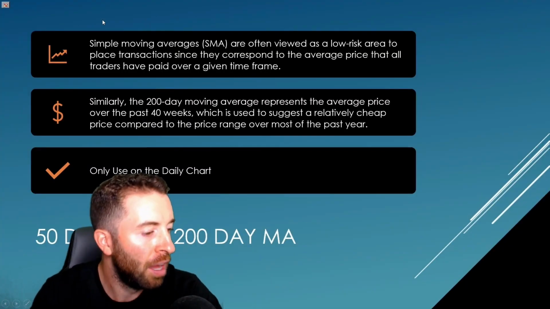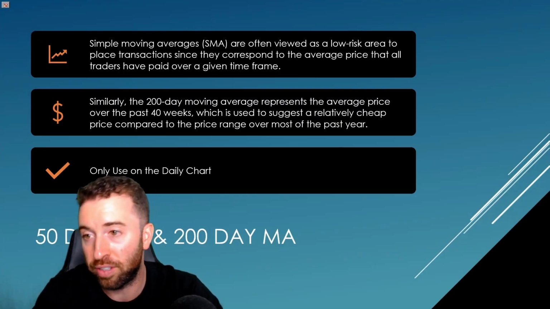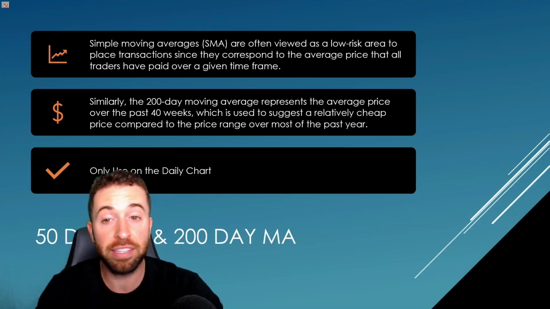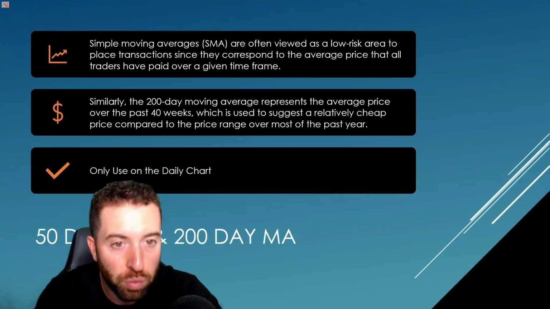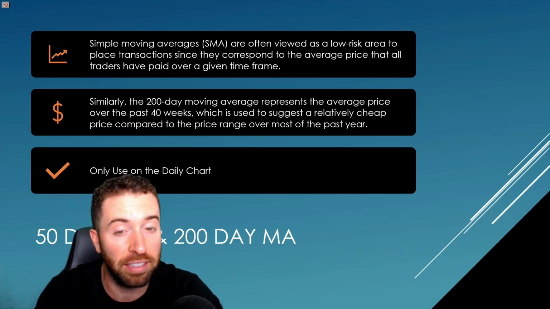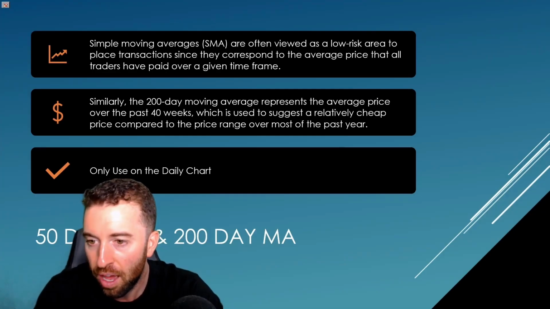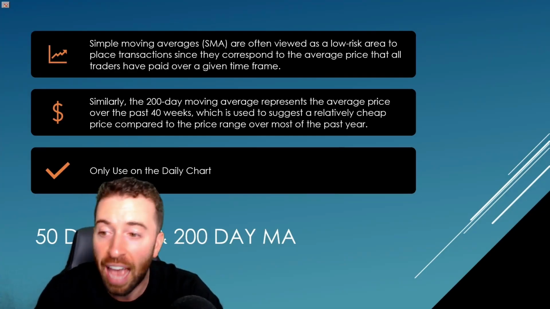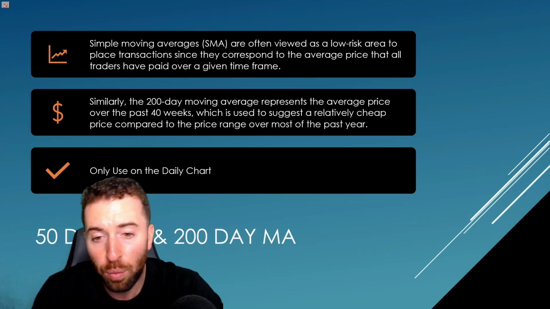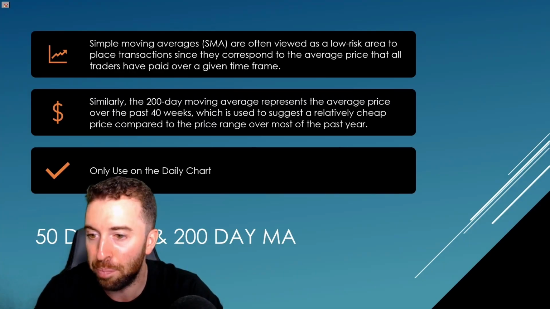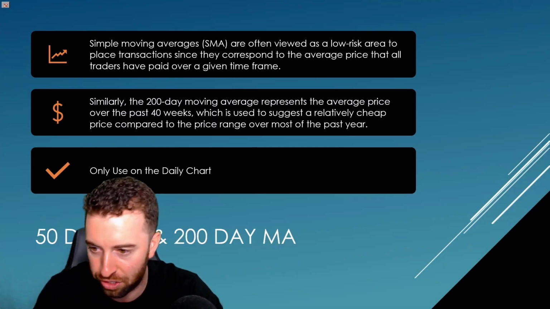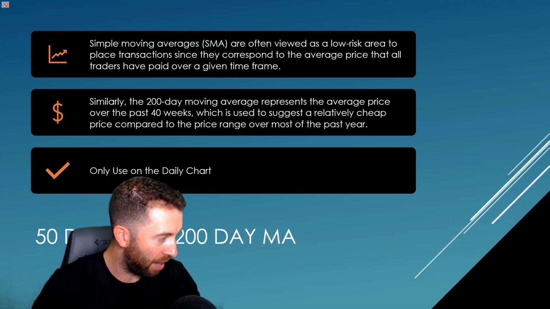So what do we have here? 50-day moving average and 200-day moving average. Simple moving averages, SMA, are often viewed as low risk areas to place transactions since they correspond to the average price that all traders have paid over a given time frame. The 200-day moving average represents the average price over the past 40 weeks, which is used to suggest a relatively cheap price compared to the price range over the past year. Use only on the daily chart.